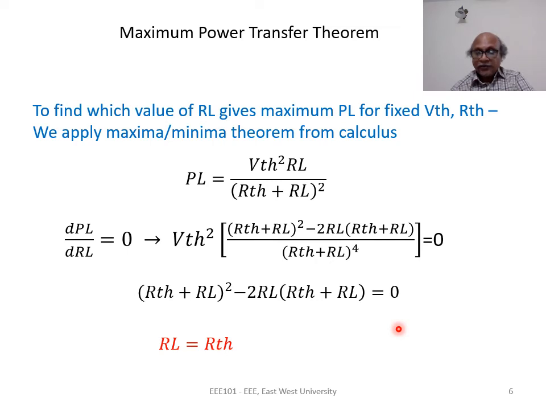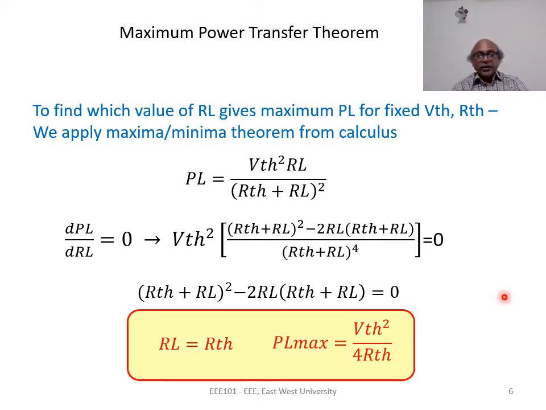And what is the maximum value of the power? If you substitute RL in case of RTh in this equation, we find out that the maximum value of PL, which we are calling PL max, is equal to VTh square over 4 RTh. These two relationships together are known as the maximum power transfer theorem.